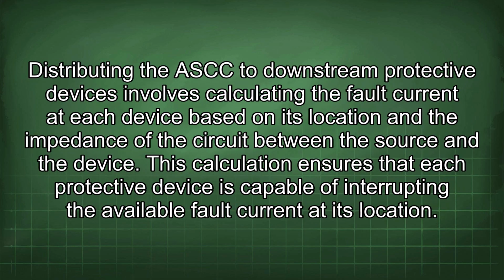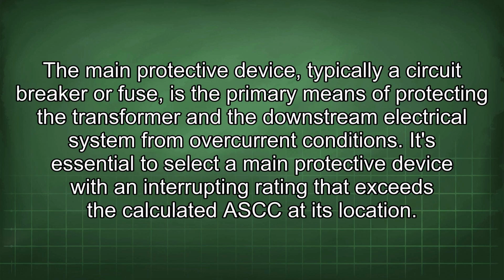Distributing the ASK to downstream protective devices involves calculating the fault current at each device based on its location and the impedance of the circuit between the source and the device. This calculation ensures that each protective device is capable of interrupting the available fault current at its location. The main protective device, typically a circuit breaker or fuse, is the primary means of protecting the transformer and the downstream electrical system from overcurrent conditions. It's essential to select a main protective device with an interrupting rating that exceeds the calculated ASK at its location.